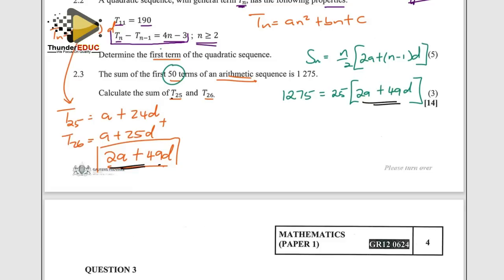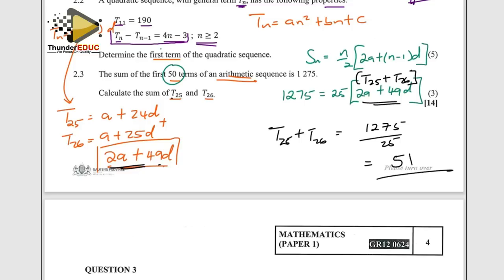Okay, so instead of me continuing with the 2a plus 49d, I could replace this and say this is T25 plus T26. It's what the question is looking for. So T25 plus T26 is going to be 1275 over 25. When I punch this into my calculator, I'm ending up with a funny Gauss answer, which is just 51. So 51 is the sum of those two terms.